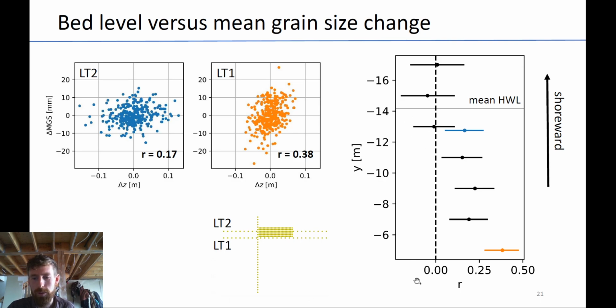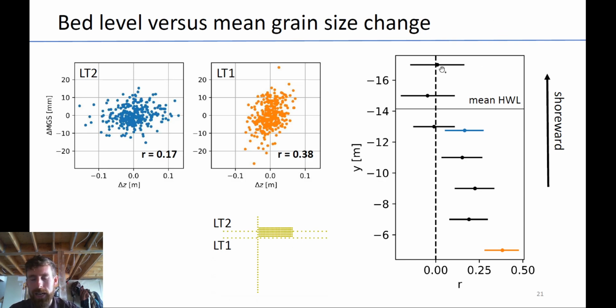In this new plot on the right, I've plotted correlation coefficients on the x-axis versus the cross-shore position on the y-axis, with shoreward being up. And right here we've got the mean position of the high water line. The correlation coefficients with 95% confidence interval shown here in blue and yellow correspond to data from the berm and mid-intertidal transects, so corresponding to these data. And here I've shown again this little schematic of the survey layout, just as a reminder.